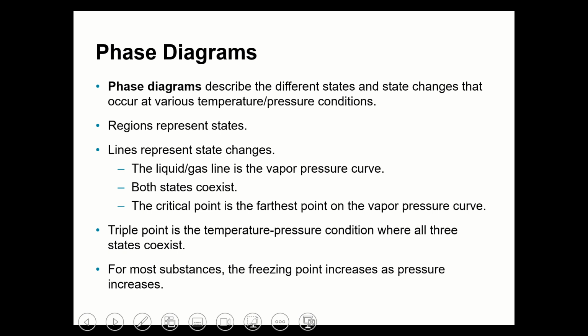So, phase diagrams are graphs where we're going to see the different states and state changes at various temperature and pressure conditions. The regions are going to represent your states: your gas, liquid, solid, and supercritical fluid. And then the lines are going to represent your state changes. So that's the melting, freezing, sublimation, deposition, and at that line, you're going to have both states coexisting.